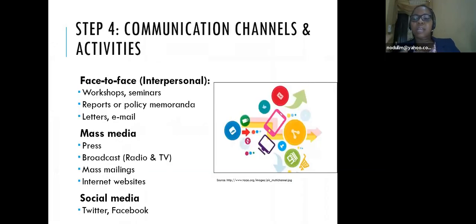So message can have these channels: face-to-face, mass media, and social media. So face-to-face is majorly interpersonal. So you may have workshops where you're talking to people, feedback learning, seminars, talking to people who ask questions at the end of the day, or reports, policy memoranda, letters, emails, okay? Mass media also can be a very wonderful channel, the press, when you're setting an agenda, when you want to get the issue to be talked about: broadcast, radio, television, mass mailing, internet websites.